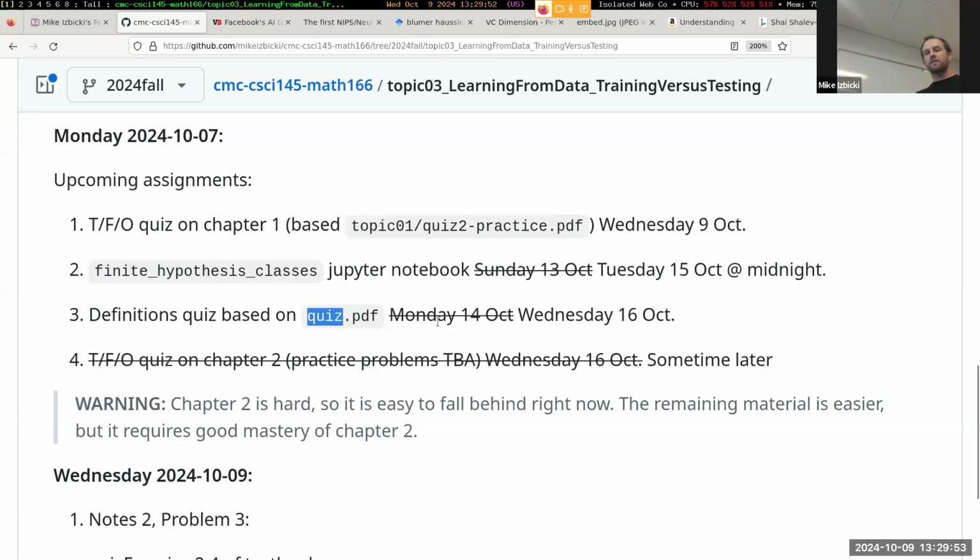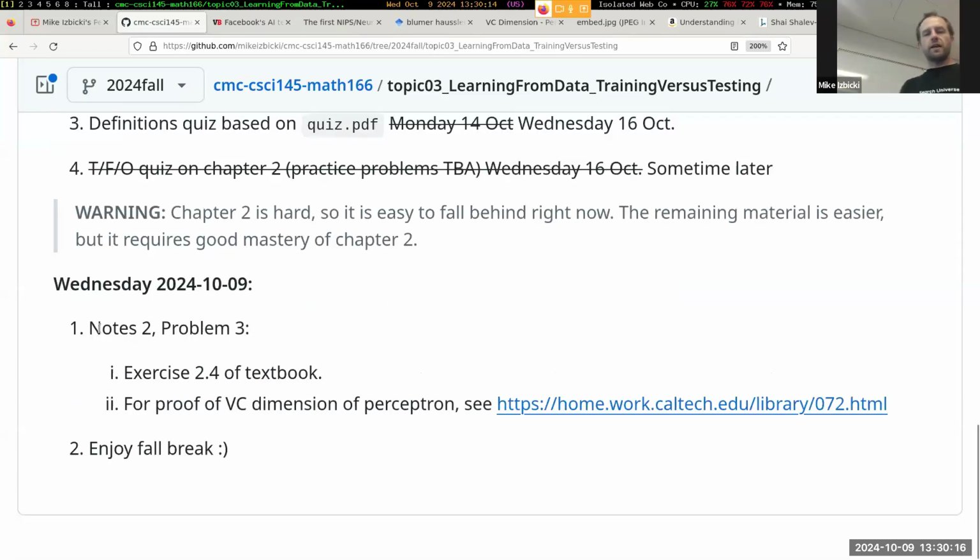We'll still have the quiz on the definitions from chapter 2 on Wednesday, the first day back from fall break, our next class period. Any questions about administrative stuff, upcoming assignments? Okay. I have a short little announcement that we'll get to in a couple of minutes in the middle of going over the notes. Otherwise, the only announcement new for today is enjoying fall break.